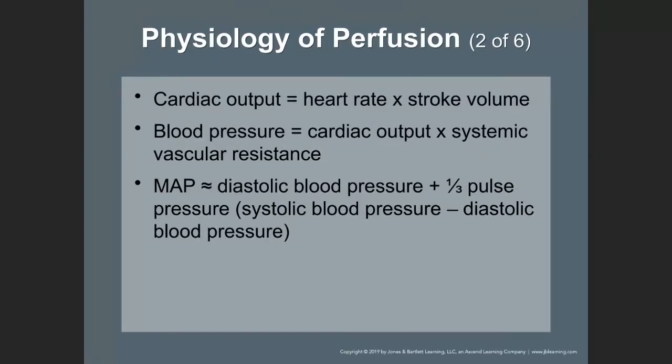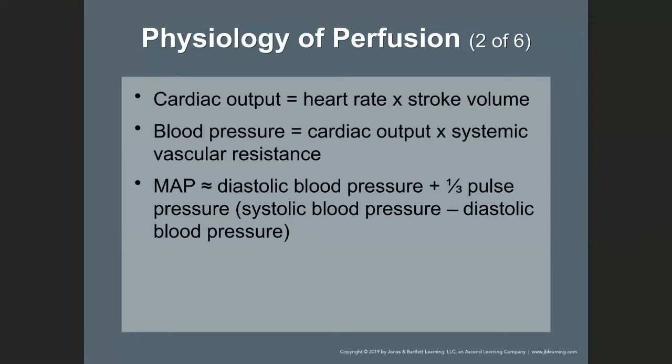Cardiac output equals the heart rate times stroke volume. Stroke volume is the amount of blood ejected with each contraction. Blood pressure equals the cardiac output times systemic vascular resistance. So blood pressure is the amount of blood pumped per minute times the resistance. So the blood being pumped and the flow against resistance is what is going to give us a blood pressure.